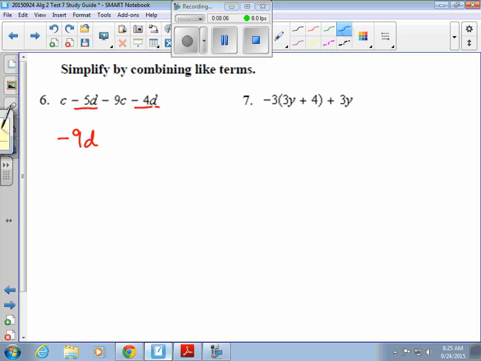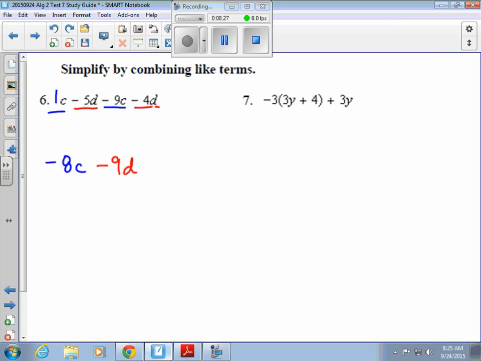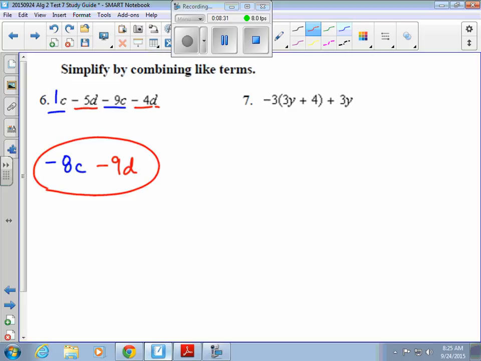You could also put together c and negative 9c. That's like 1c and negative 9c. Those are opposite signs, 1 and negative 9. So subtract them. 9 minus 1 is 8c. And 9 is the larger absolute value. Keep that negative. Most of y'all probably wrote this one first and this one second. So negative 8c minus 9d.